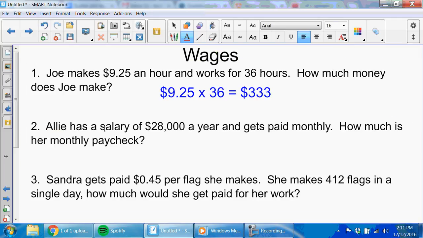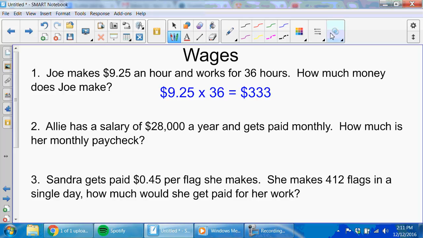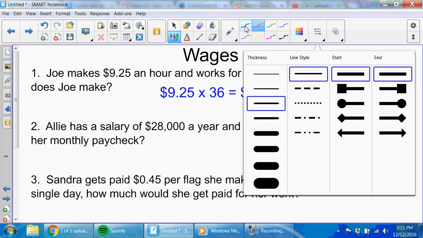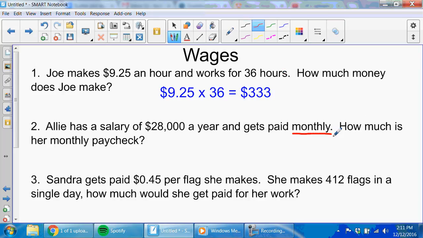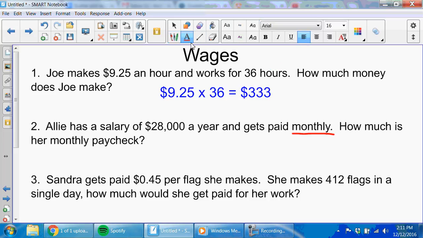2. Allie has a salary of $28,000 a year and gets paid monthly. How much is her monthly paycheck? Now the key word is monthly. If she gets paid monthly, that means she gets paid 12 times a year. So in order to break up how much they make, I have to divide. So I'm going to type in my calculator, $28,000 divided by 12. That's how many months are in a year.